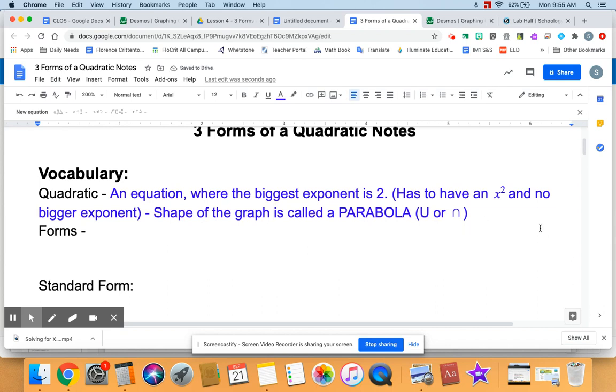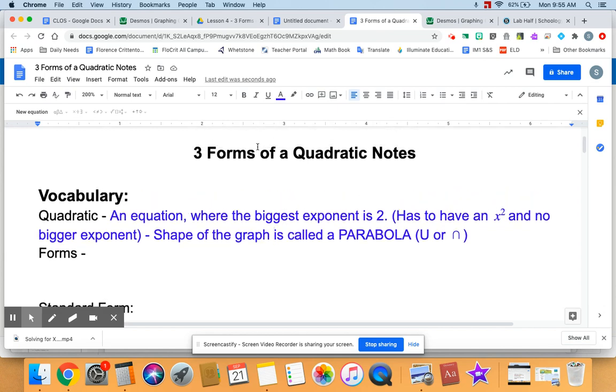All right. So the whole point of this lesson specifically is we want to talk about the 3 forms of a quadratic. So when I say form, all I mean is the structure. Structure also means setup of the equation.